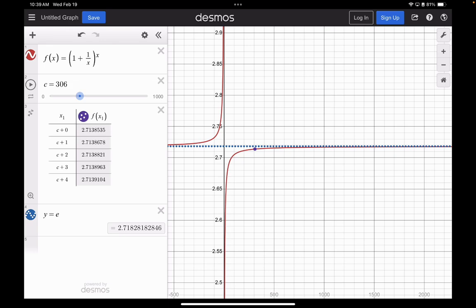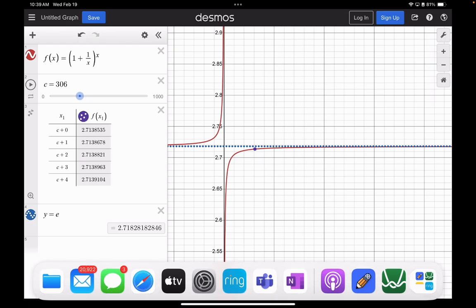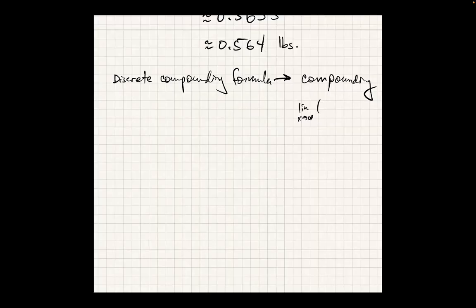Okay, f(x) equals (1 plus 1 over x) to the power of x. As x approaches infinity, this function approaches e. So it equals e as x grows unbounded.